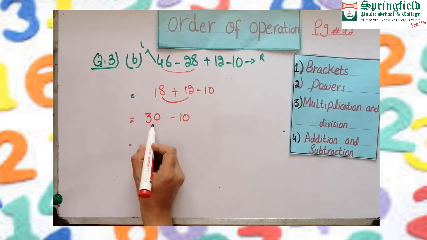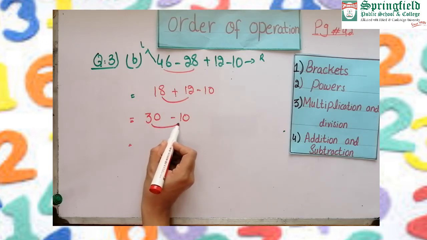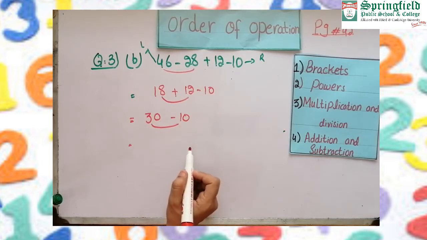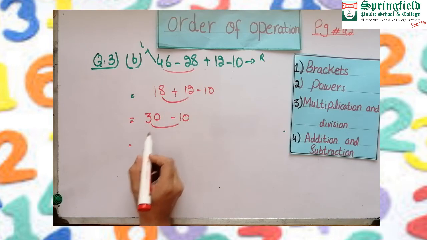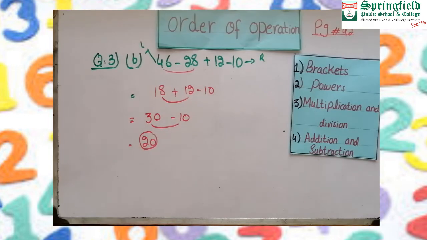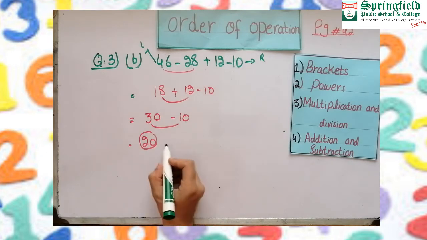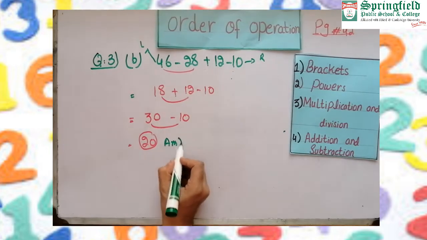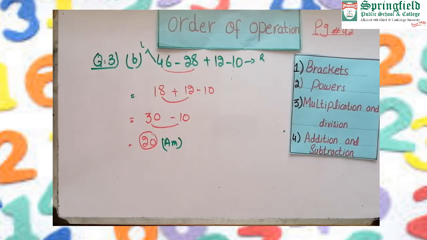Okay, and in the last, we will subtract 10 from 30. So when we subtract 10 from 30, you will get 20. And 20 is your final answer of this expression. Understood, beta? Okay. The rest of the parts are your homework. Complete all these parts in your notebook. Okay.